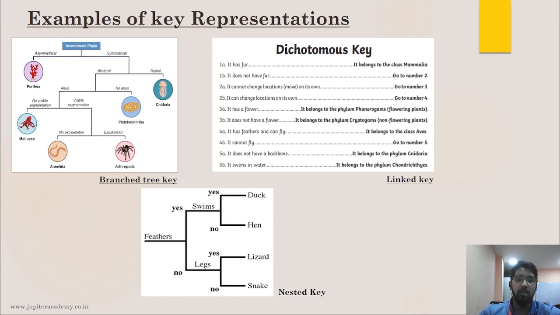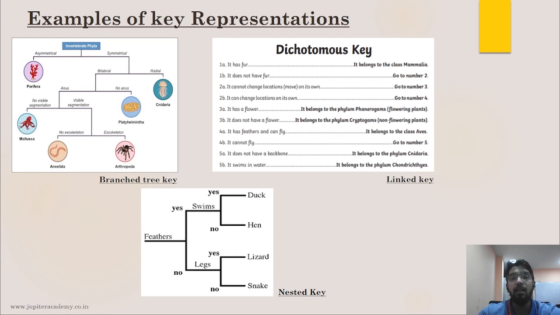it cannot change location or move on its own, or it can change location or move on its own. For number 2a, they ask us to go to number 3. Once we know that it cannot change its position or move on its own, we know that it's a plant.